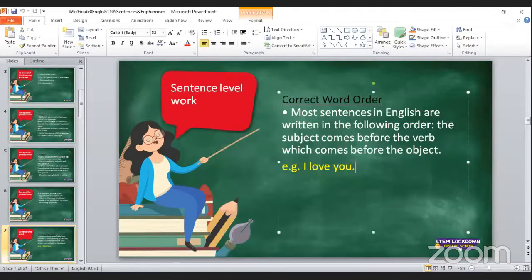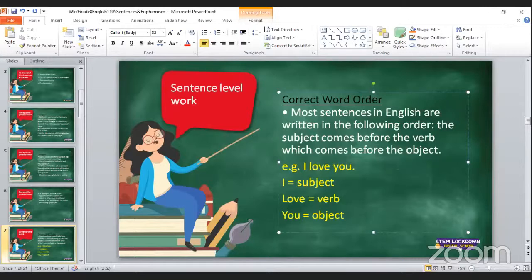Are we all together? Okay, let me do this again. So you realize here that I is our subject, love is our verb, you is our object. Okay, so this is how it goes.